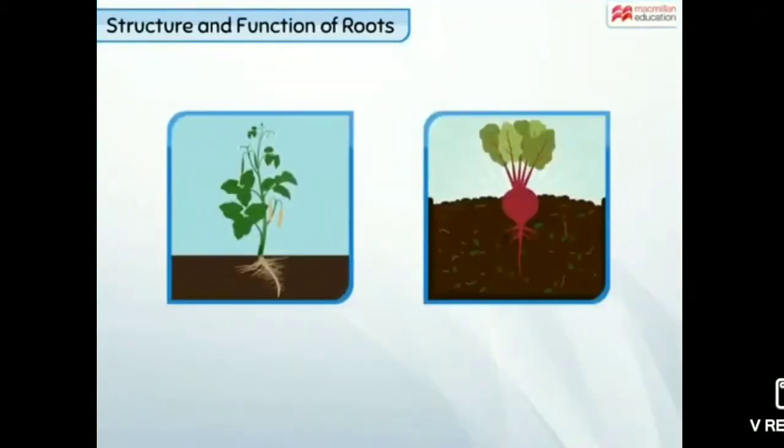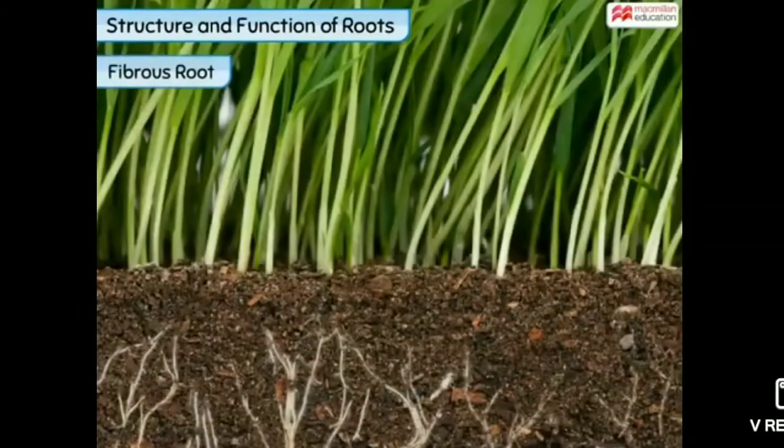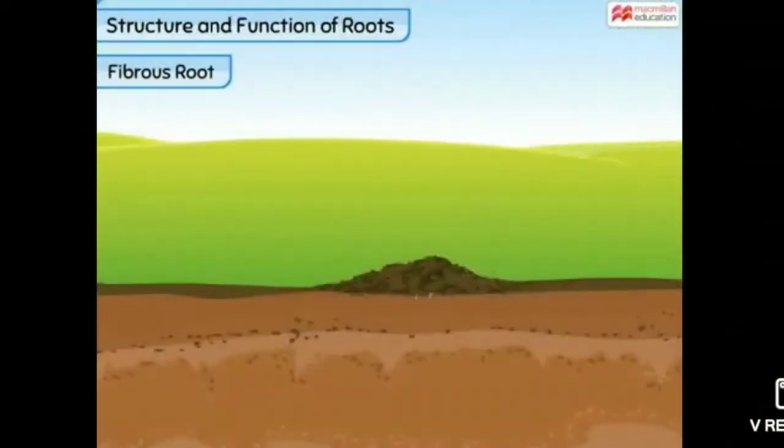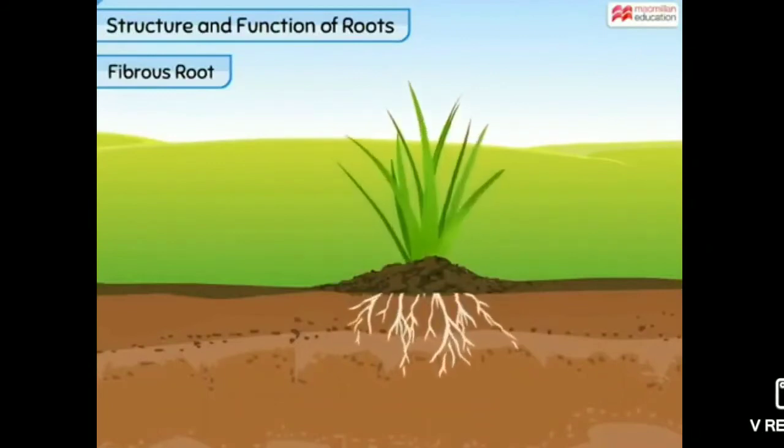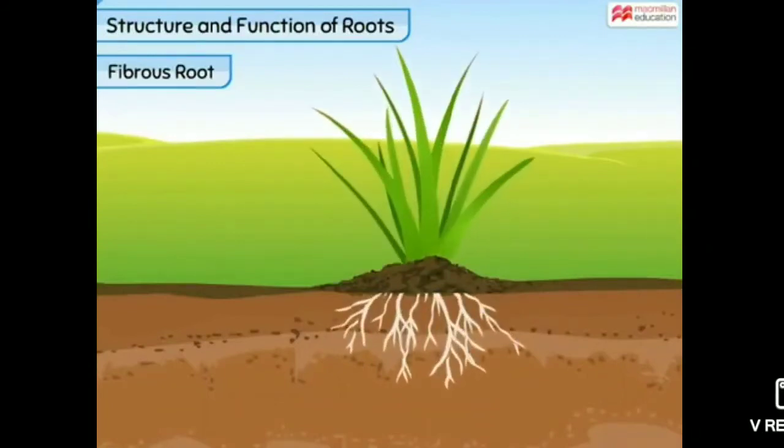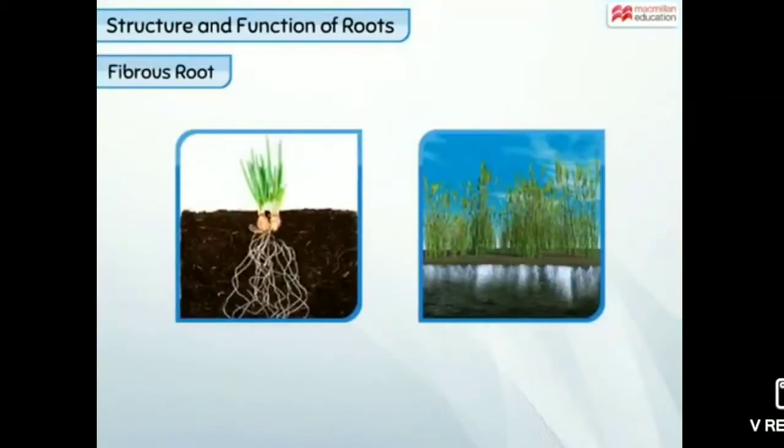Other plants that have taproots are bean and beetroot. The fibrous roots are seen in plants like grass. In this type of root system, numerous roots of the same size grow from the base of the stem. These roots grow sideways in a bunch and do not go very deep into the soil. Some plants that have fibrous roots are onion and wheat.